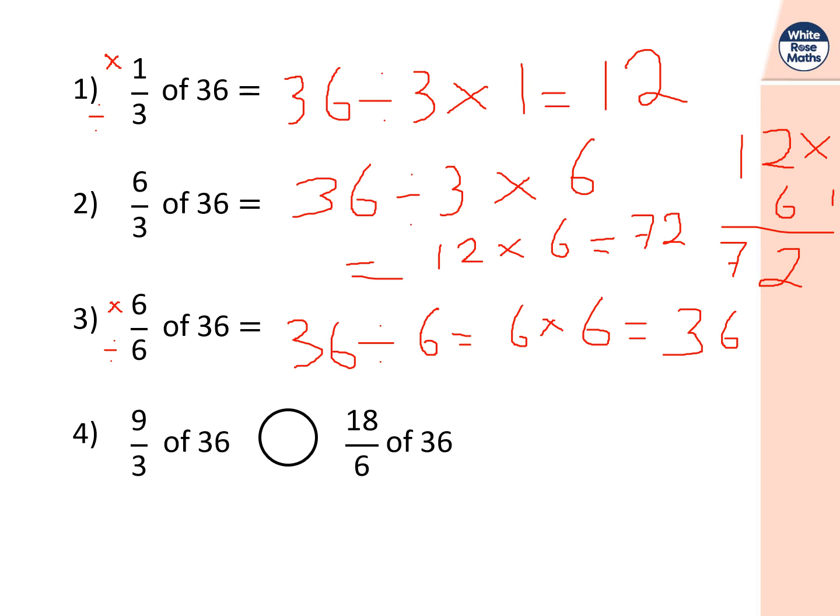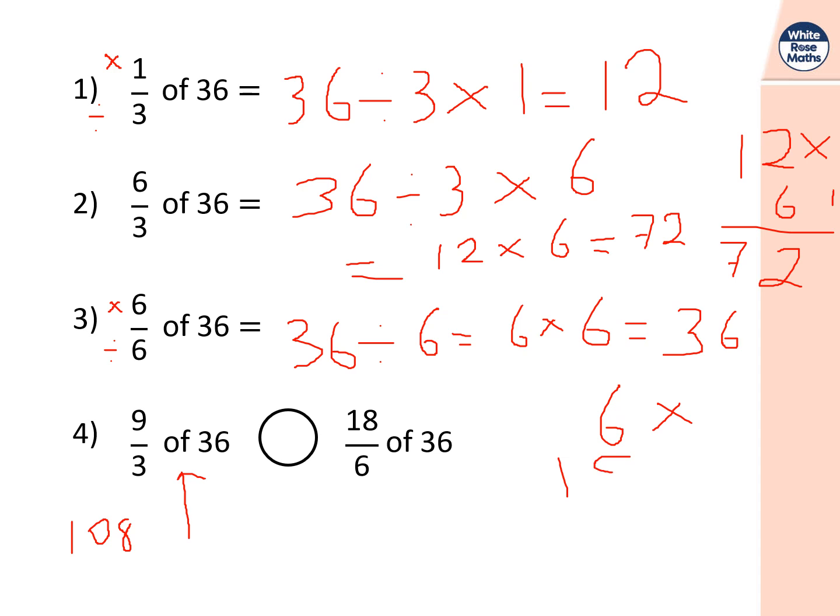Question number 4, 9/3 of 36, and then it's saying, is it bigger than, less than or equal to 18/6 of 36? We're working out the left-hand side, divide by the bottom, times by the top. So 36 divided by 3 is 12. 12 times 9 is 108 for that one. This one, divide by 6, which is going to be 6, and then multiply by 18. So 6 lots of 18.